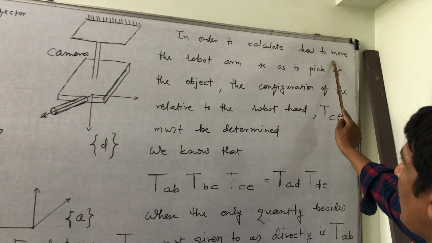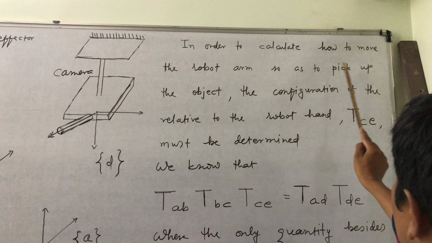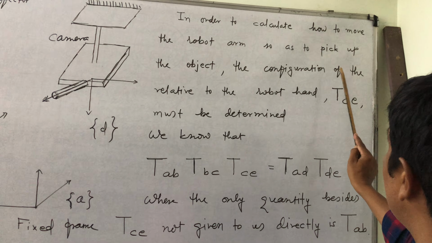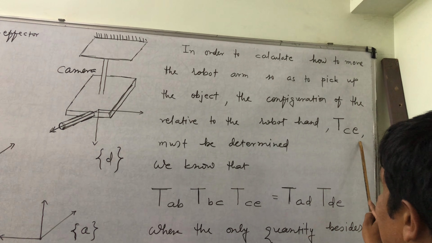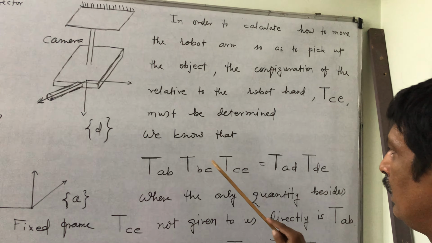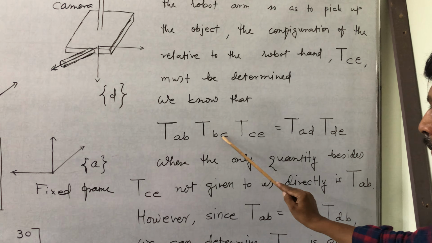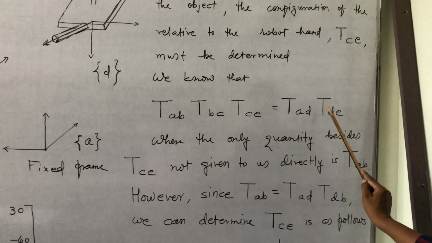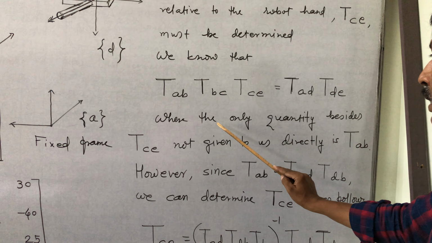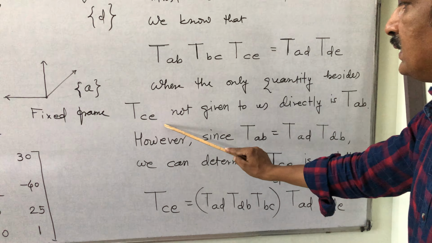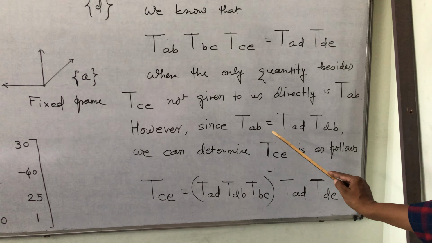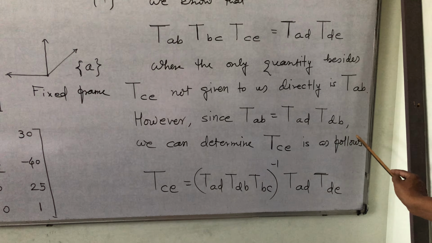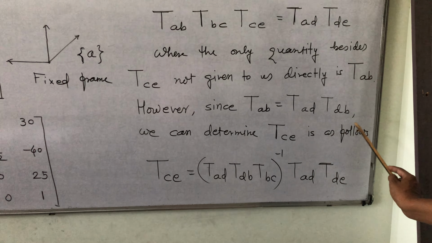In order to calculate how to move the robot arm so as to pick up the object, the configuration of the object relative to the robot hand, TCE, must be determined. We know that TAB, TBC, TCE equal TAD, TDE, where the only quantity besides TCE not given to us directly is TAB. However, since TAB equals TAD, TDB, we can determine TCE as follows.